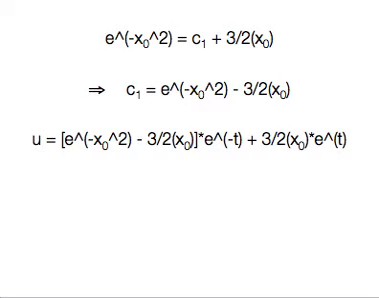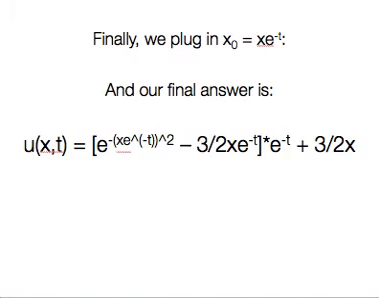And now for the final step, which is sometimes what people tend to forget, is that we have to plug in the equation for x naught so that our final equation is in terms of x and t, not x naught and t. So x naught is equal to x e to the negative t, which is something that we found way in the beginning when we solved for the characteristic for x. So we get our final answer, which is u of x comma t is equal to e to the negative x e to the negative t squared minus 3 halves x e to the negative t, that whole thing times e to the negative t, and then plus 3 halves x. And that's the final answer.